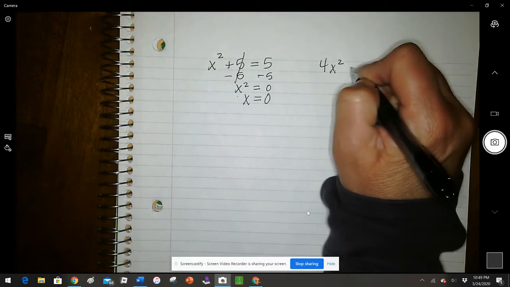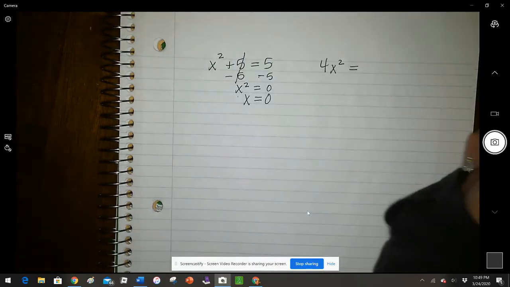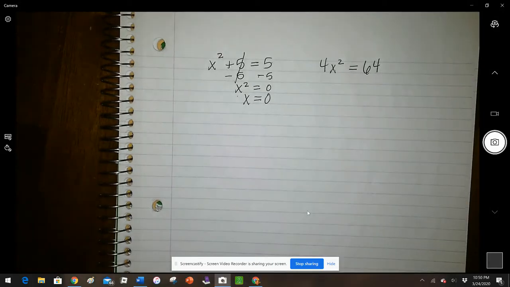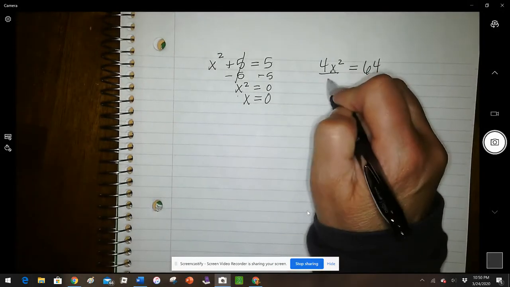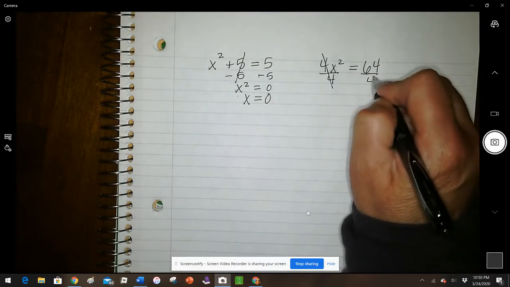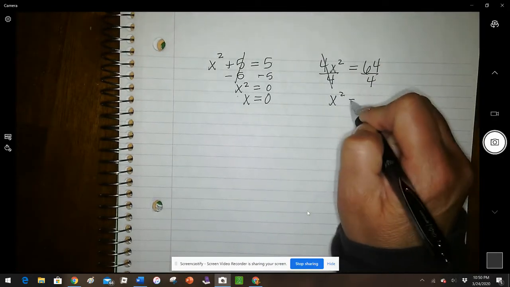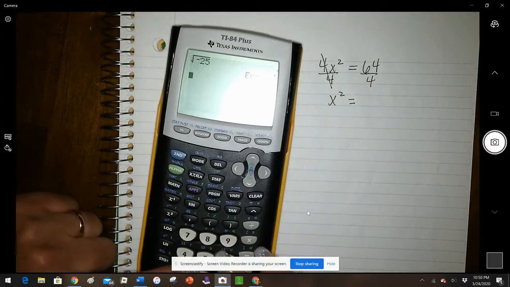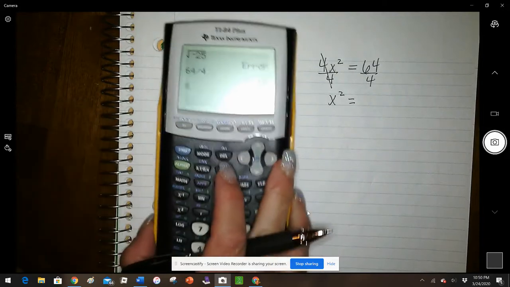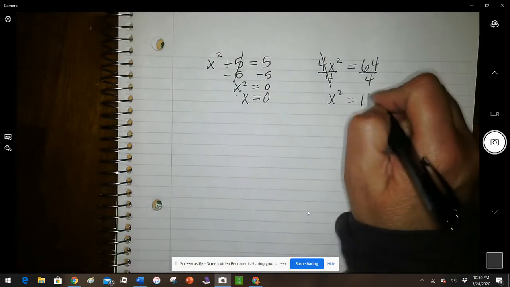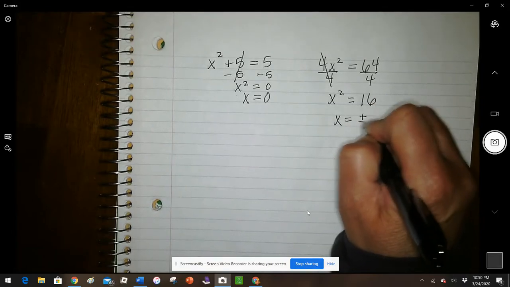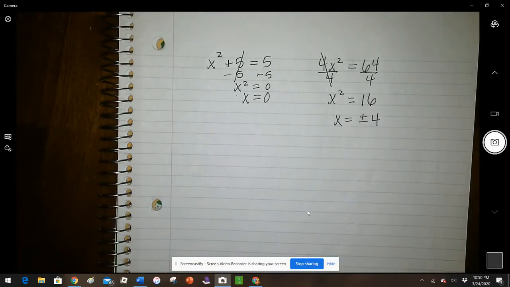Okay, how about this one? 4x squared equals 64. Ooh, this is a tough one. So I'm going to have to go divide both sides by 4 first. And so x squared equals, better get my calculator. What's 64 divided by 4? I bet it's a 16. And then when I square root both sides, I get x to equal positive and negative 4.